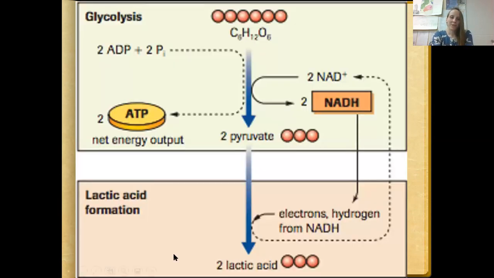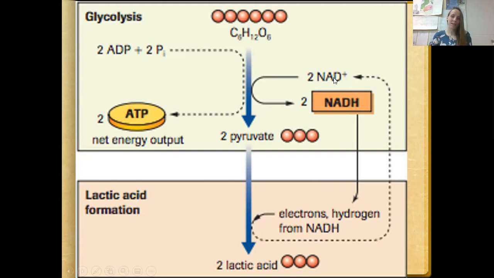Okay, so this is what it would look like. The glucose at the top is going to get turned into pyruvate. During that process, we make a net 2 ATP. We also have the 2 NAD+ reduced to form the 2 NADH. Those 2 NADH are going to go down and drop off their high energy electrons to the pyruvate. So the pyruvate becomes reduced into lactic acid. The NADH becomes oxidized to turn back into NAD+.